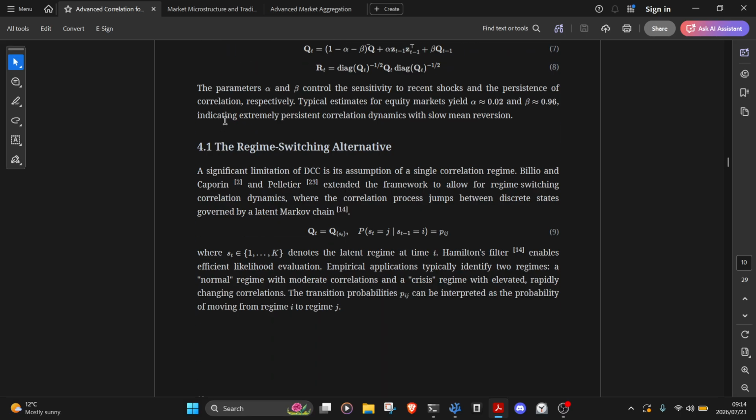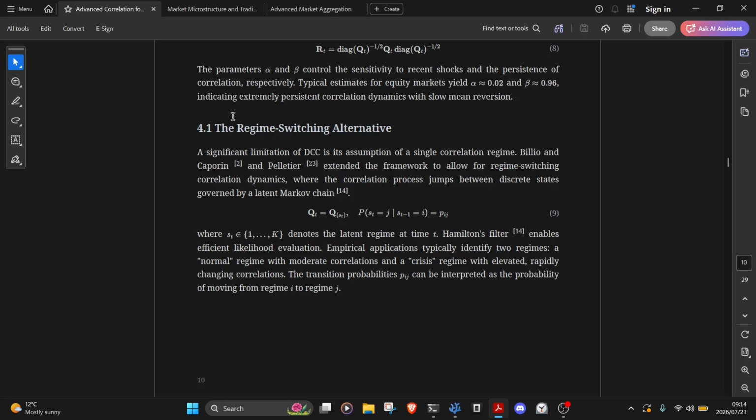4.1. The regime switching alternative. A significant limitation of DCC is its assumption of a single correlation regime. Billio, Caporin and Palandri, I'm probably butchering those names, I'm sorry if you're watching this, extended the framework to allow for regime switching correlation dynamics, where the correlation process jumps between discrete states governed by a latent Markov chain, right?